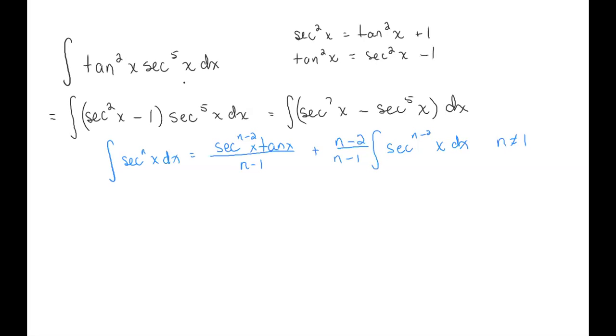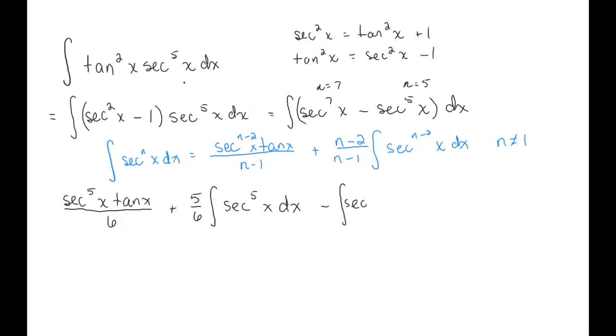So let's see. All right, so n is 7 for the first term, and n is 5 for the second term. And we're going to work through those separately. Okay, so n minus 2 then is 5, secant to the 5th times tangent, n minus 1 is 6, plus 5/6 times the integral of secant to the n minus 2 power, secant to the 5th of x dx. So that part of this is the integral of secant to the 7th of x. Then we have to subtract the integral of secant to the 5th of x.